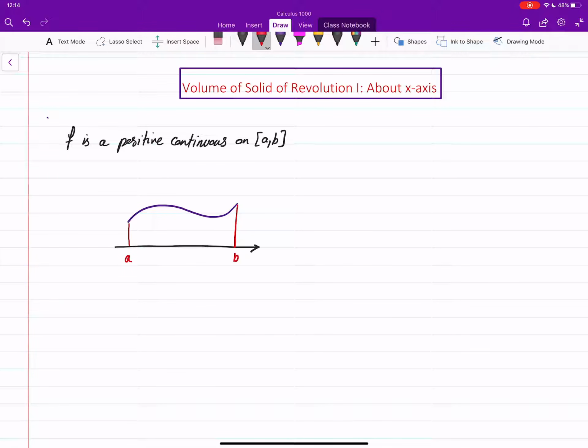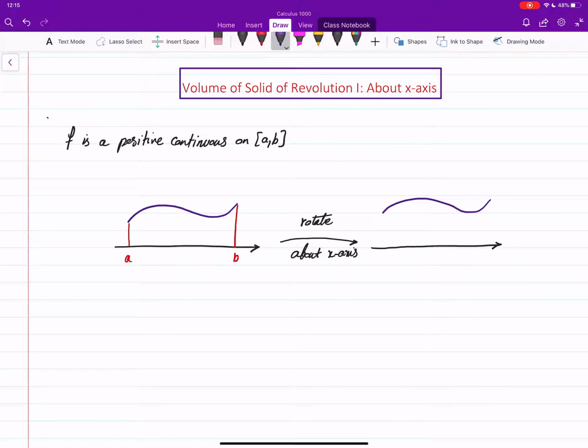So this is the region under the graph of that function. Then we can do an operation which will generate a three-dimensional object, and that is rotate the region about the x-axis. So if you do that, let me just generate this.